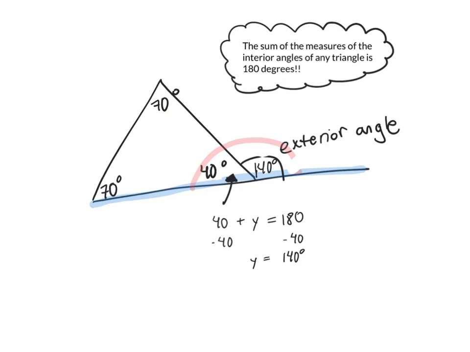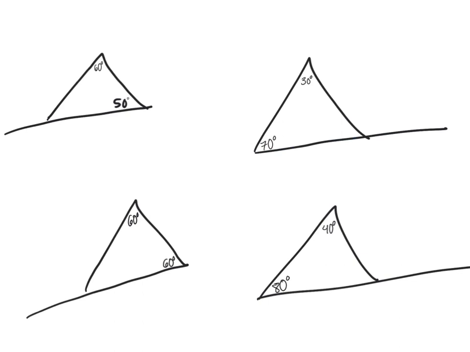Now we saw that number 140 quite a few times, and there is a reason why. Let's look at a couple more examples to see if we can figure out a pattern. Okay, here are a few more examples. Let's use the same strategy we used before to find the measures of the exterior angles shown on these triangles. What we're looking for are the measures of the angles that I have highlighted here in blue.